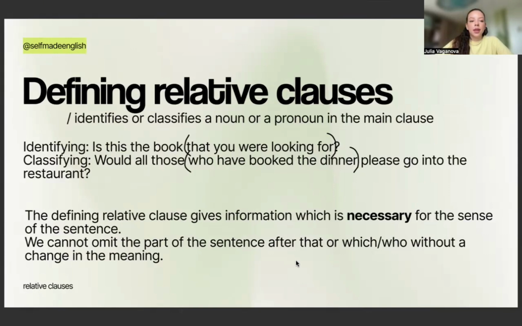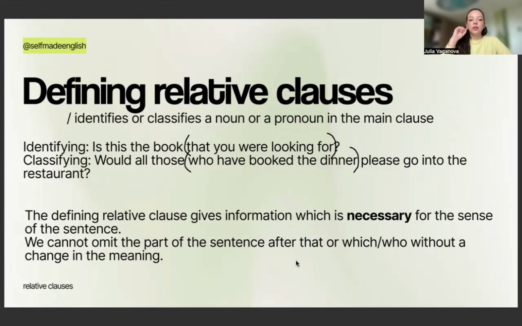Let us have a look. Is this the book that you were looking for? Right, so that you were looking for is the qualification of the book. Would all those who have booked the dinner please go into the restaurant, right? Not all the people in general, but only those who have booked the dinner. This is their key qualification in the sentence.